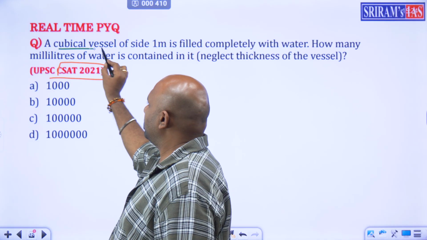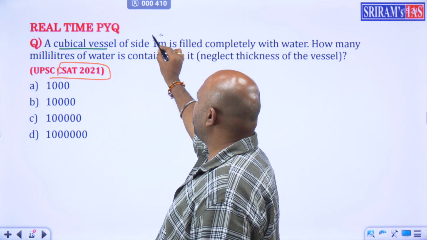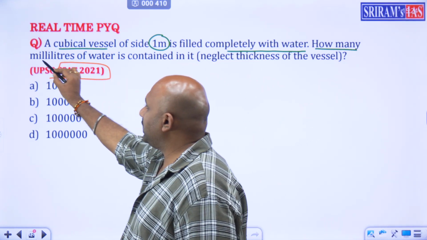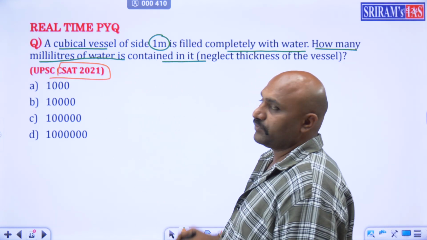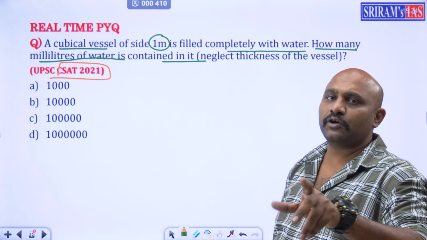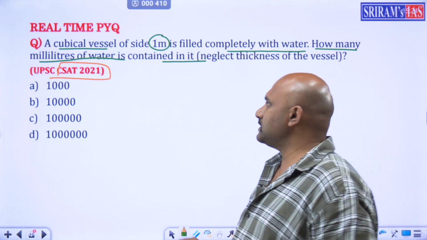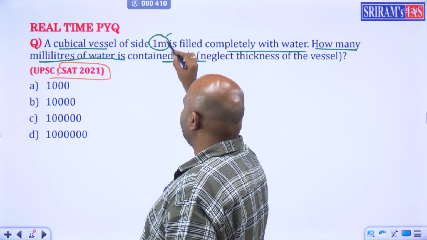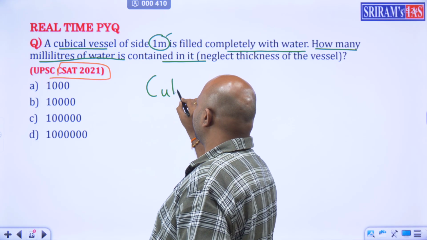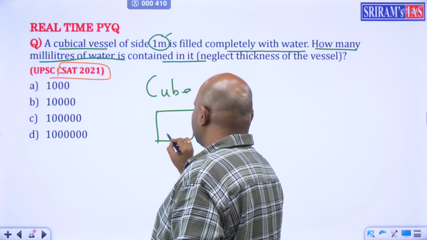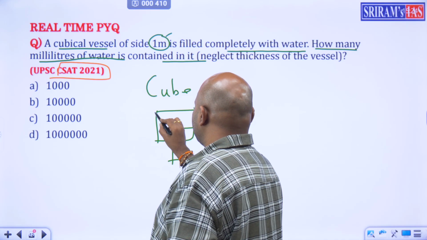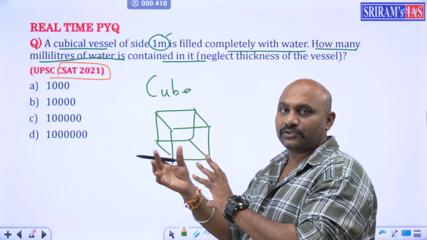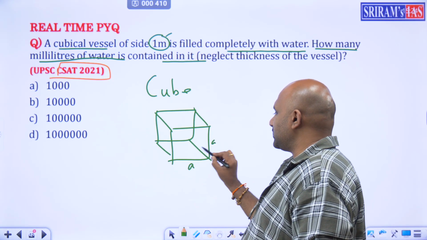A cubical vessel, that means a cube whose side is 1 meter, is filled completely with water. How many liters of water is contained in it? It's a very simple question. Conversion of units is the most important criterion in this. A cube is nothing but a 3D object which has squares associated with it. So each side is a.